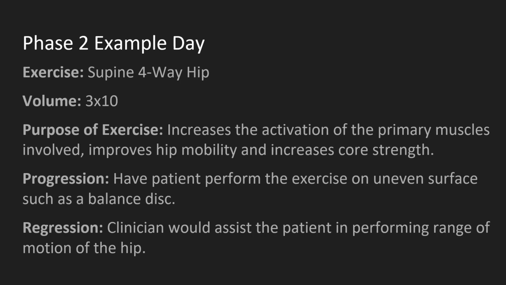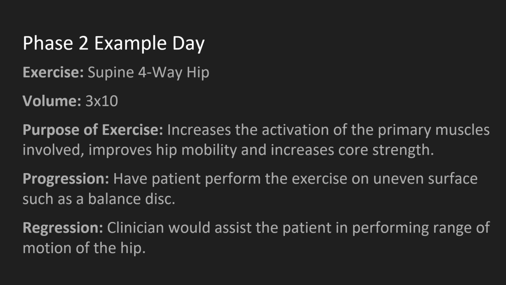So first we'll have the supine four-way hip. This is increased activation of the main muscles of the hip, improved hip mobility, and increased core strength. So even though we're focusing on their knee rehab, we want to look at the joints above and below. We were looking at the ankle joint in the last exercise, and now we're going to look at the hip and really get those hip muscles moving and strengthening.